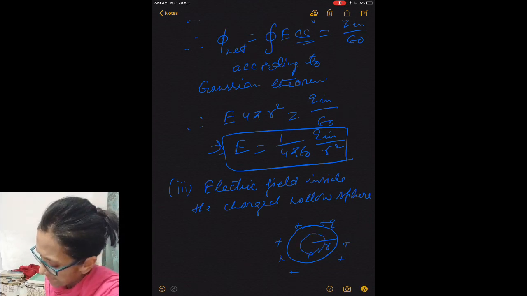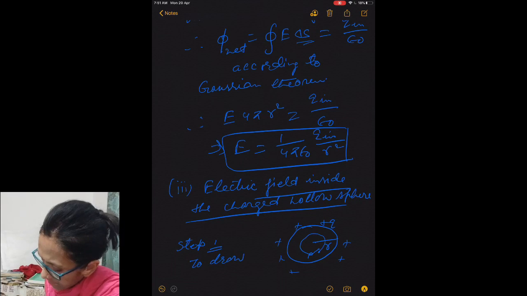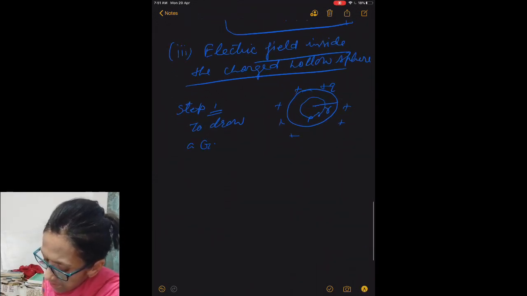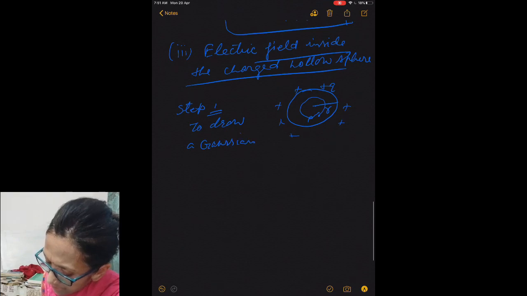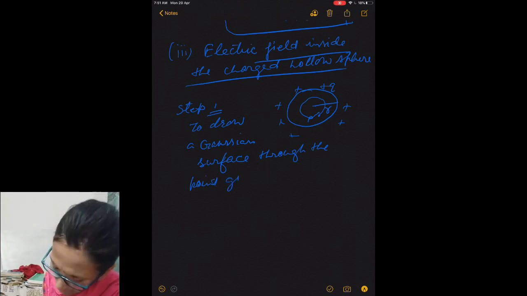Here we have to find electric field. So first step, to draw a Gaussian surface. Step 1, to draw a Gaussian surface through the point given.